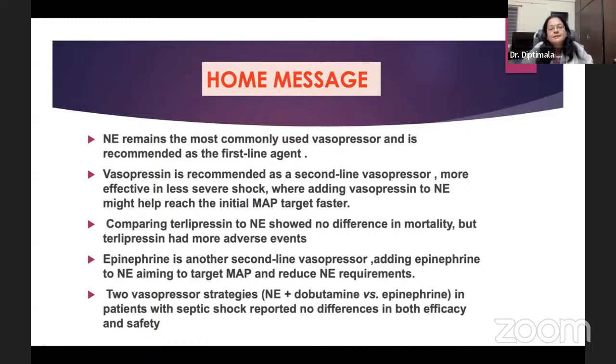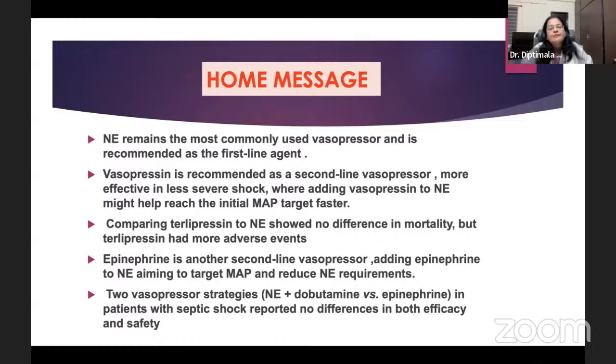Vasopressin is recommended as a second-line vasopressor, more effective in less severe shock, where adding vasopressin to norepinephrine might help reach the initial mean arterial pressure target faster. Comparing terlipressin to norepinephrine showed no difference in mortality, but terlipressin had more adverse events.